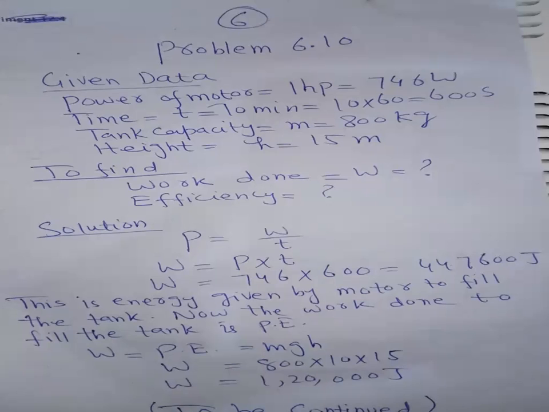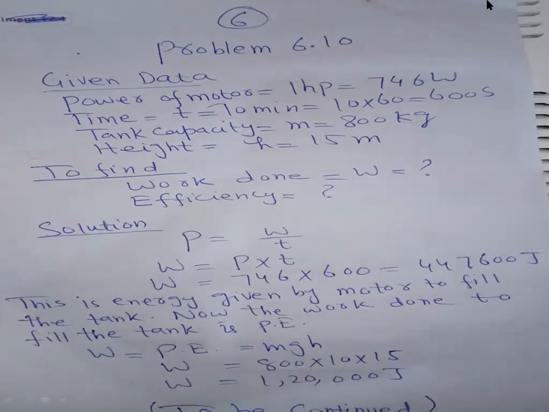Okay, so I'm going to solve this. You know, the power of the motor is 1 horsepower, and you know 1 horsepower is equal to 746 watt. We have already discussed this when we studied the topic power. If you are not sure where it is coming from, you can open page number 137 under the topic power, and you will find 1 horsepower is equal to 746 watt.